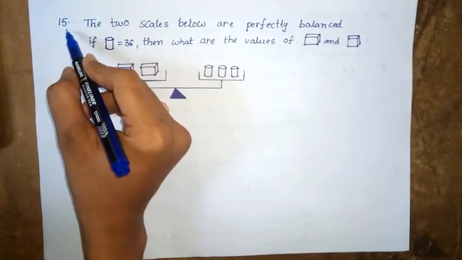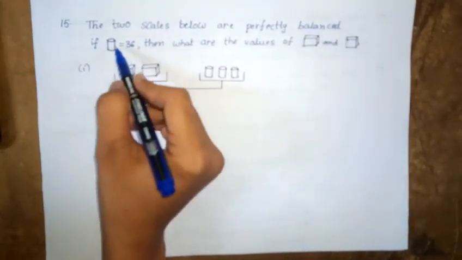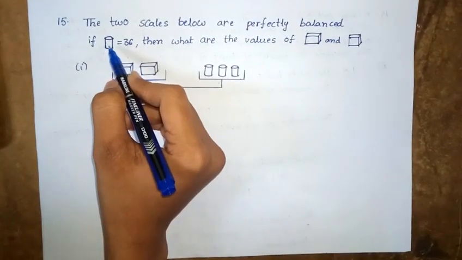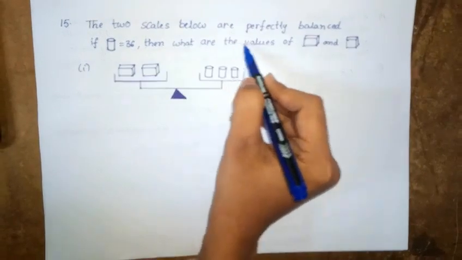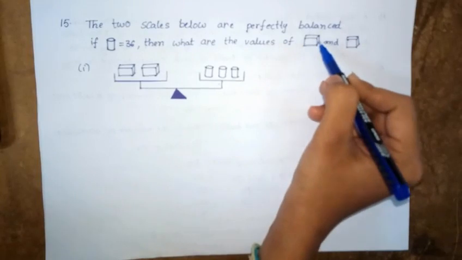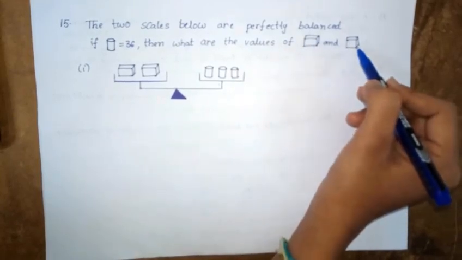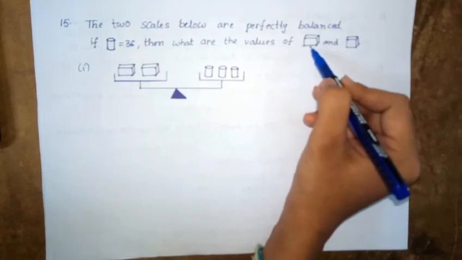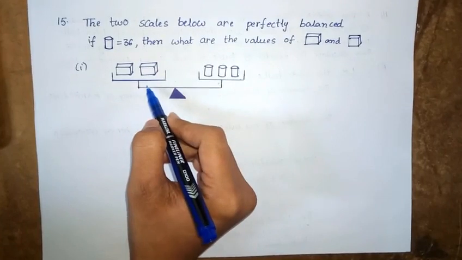Next problem, the 15th. The two scales below are perfectly balanced. If a cylindrical shape is equal to 36, then what are the values of the rectangle and the square shape? So we have to find the rectangle and square shape. This is a simple balance.